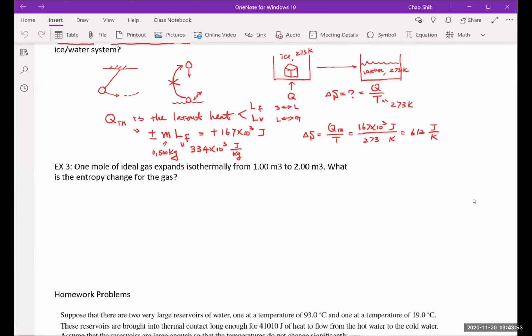Let's look at the second one. Okay, here I need to make this one change. This is to the third. This is to the third. This is the volume. One mole of ideal gas expands isothermally from 1 meter cubed to 2 meter cubed. And what is the entropy change for the gas?